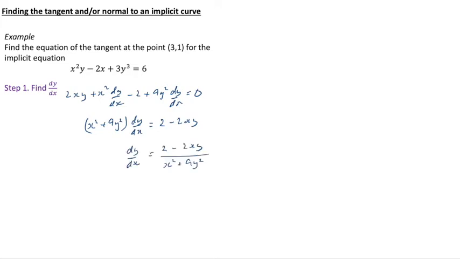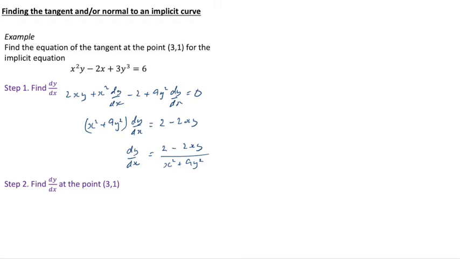which gives us our final form for dy by dx, which is 2 minus 2xy divided by x squared plus 9y squared. Okay, so we now know how to find the gradient, which we need for the tangent, of course, and so we can move on to step 2, which is finding what dy by dx is at the point that we're interested in.